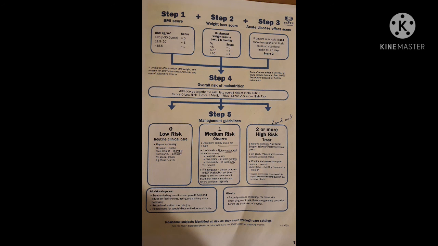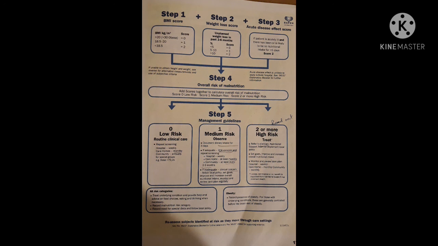Okay, and then it's mentioned here, step 1 is the BMI, which we have already got. Step 2 is a weight loss score, that was the second question. Step 3 is acute disease effect, which was the third step. I've already discussed about that. And then step 4 is the overall risk of malnutrition, and the step 5 is management guidelines, what you are going to do about it. That's the management guidelines. So this paper, it will give you the guideline how you are going to manage, how you are going to calculate the BMI, how you are going to give the patient a score of their malnutritional status.